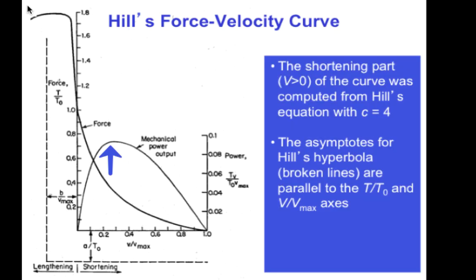Hill, as I mentioned, observed that this curve had a hyperbolic shape, and here on this version of the curve, this value B over Vmax and this value minus alpha over T0, those are the asymptotes of that hyperbola.